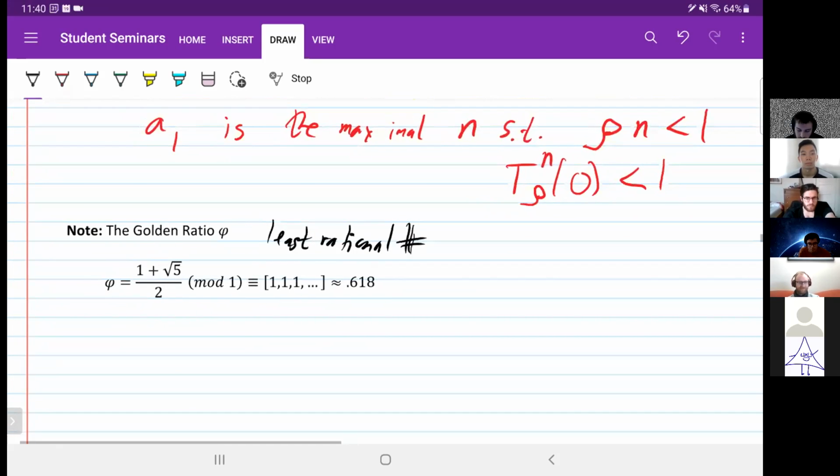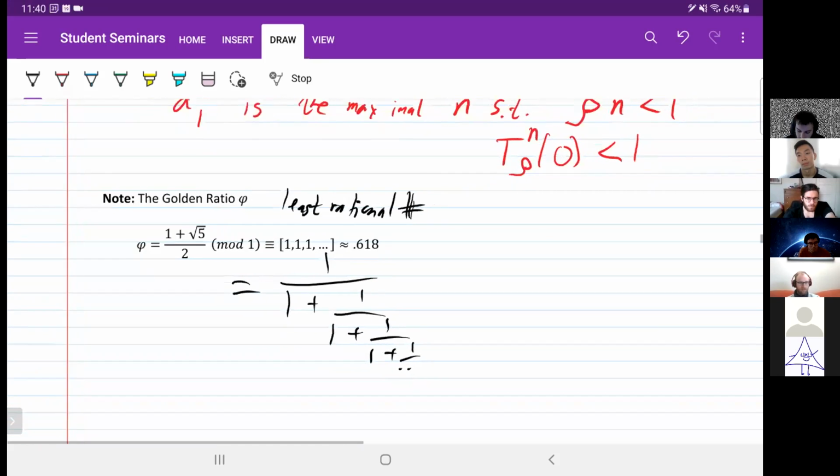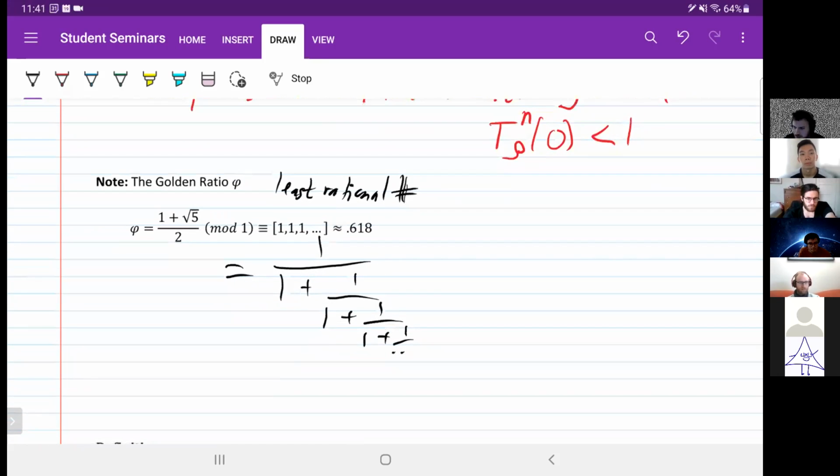You'd think that it'd be some awful transcendental number, but no, the golden ratio is the least rational number there is. So this is equal to 1 over 1 plus 1 over 1 plus 1 over 1 plus 1 over, etc. So where's the self-similarity happening in our combinatorics?